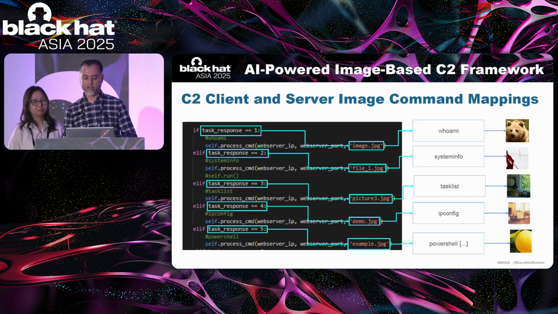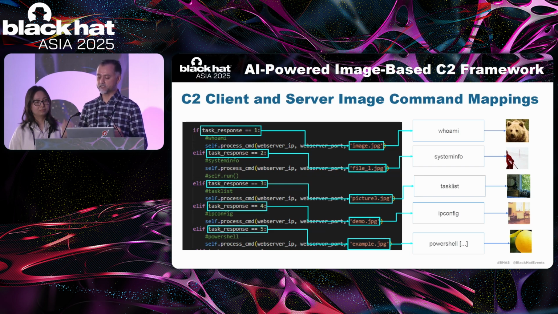There should be a way for the Image C2 controller to have some kind of mapping against the client. In this case, we have different response IDs, from 1 to 5, and those are pointing to the specific file name that we will be using. So we have different images for different commands. And for example, in the last one, we have a PowerShell one-liner.